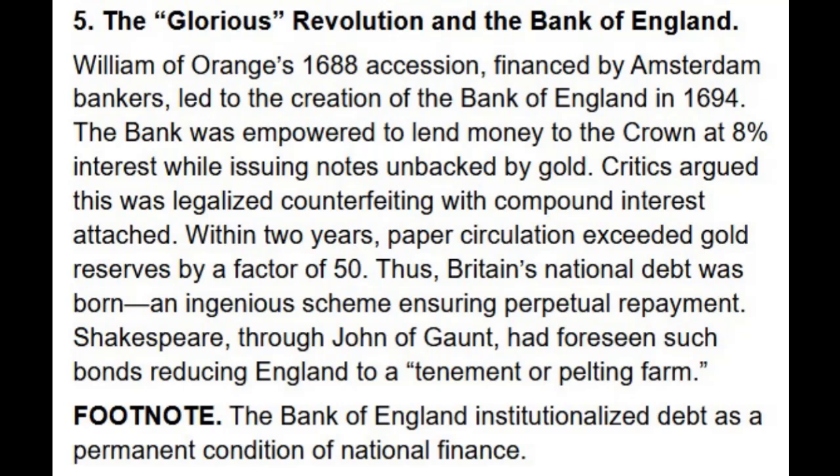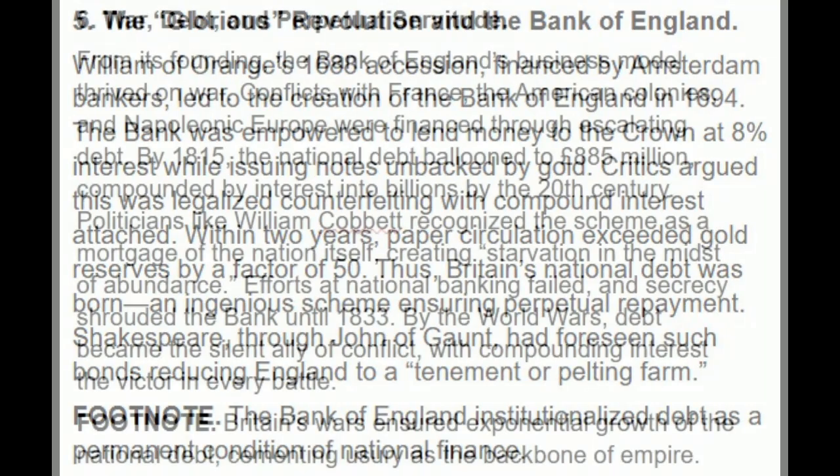Within 2 years, paper circulation exceeded gold reserves by a factor of 50. Thus, Britain's national debt was born, an ingenious scheme ensuring perpetual repayment. Shakespeare, through John of Gaunt, had foreseen such bonds reducing England to a tenement or pelting farm. Footnote: The Bank of England institutionalized debt as a permanent condition of national finance.